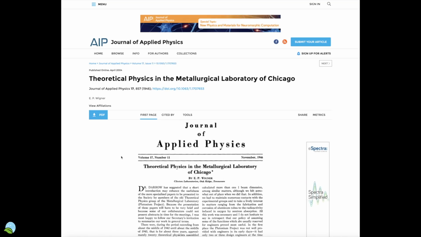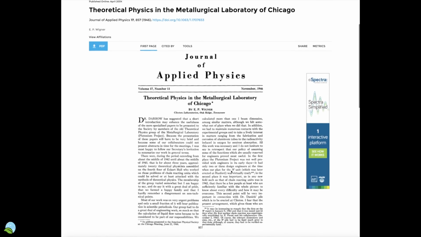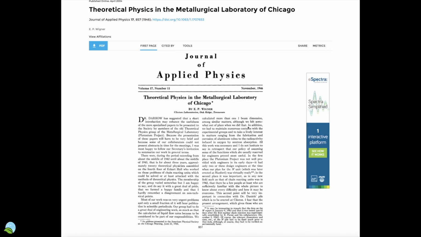Now, here is the Journal of Applied Physics paper written by Wigner. What I find interesting is it says, in addition, we had to maintain numerous contacts with the experimental groups and to take a lively interest in matters ranging from the fabrication and corrosion of aluminum tubes to the radioactivity induced in oxygen by neutron absorption. Radioactivity induced in oxygen by neutron absorption.